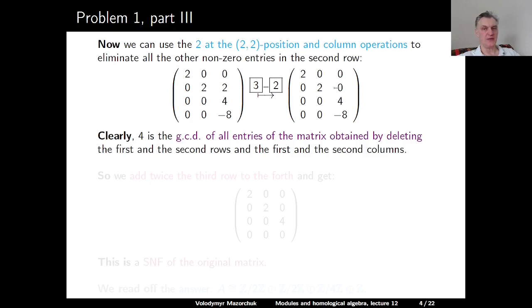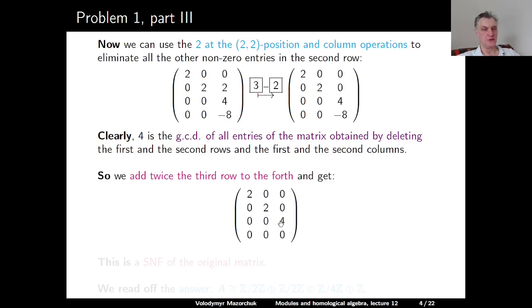So now here, if we delete the first and the second row and the first and the second column, we get this small matrix. And here, of course, 4 is the greatest common divisor. So we use 4 to eliminate -8. We add twice the third row to the fourth row, and we get the matrix 2, 0, 0, 0, 2, 0, 0, 0, 4, 0, 0, 0.